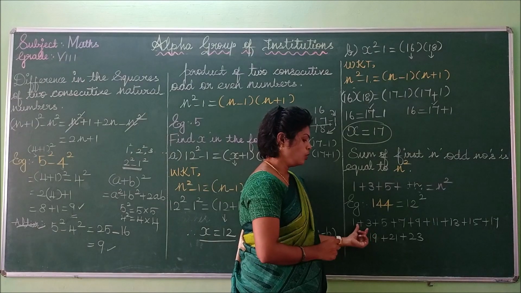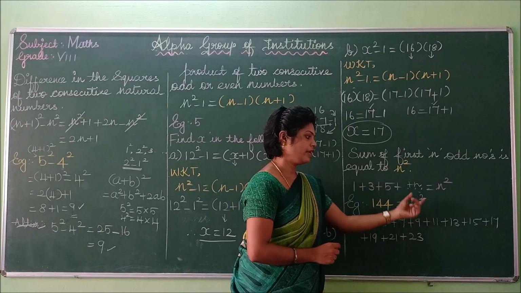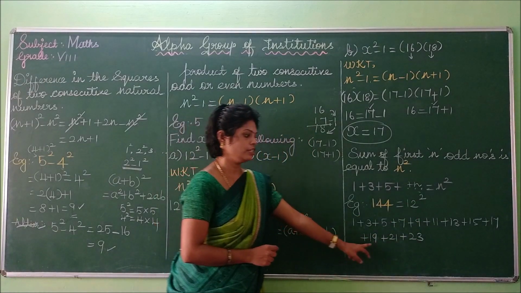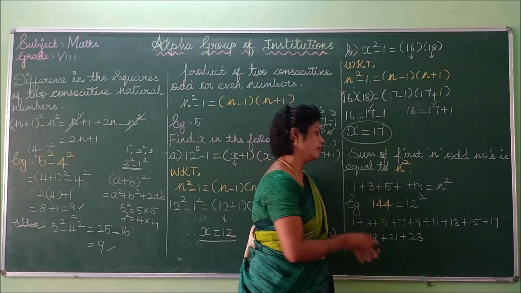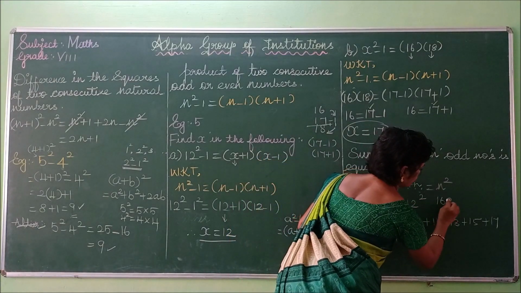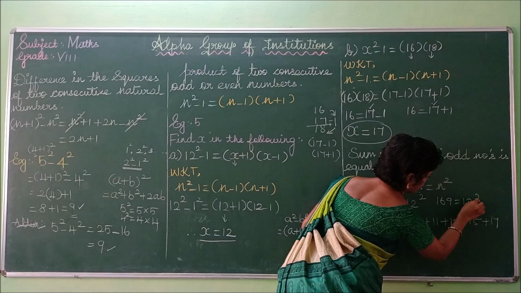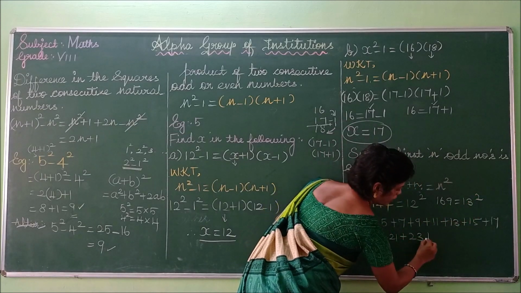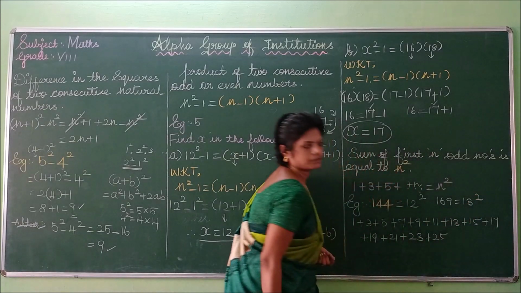What are the odd numbers? 1, 3, 5, 7, 9, 11, 13, 15, 17, 19, 21, 23. So if they give 169, 169 is 13 squared. So you need one more odd number. So you can write like this.